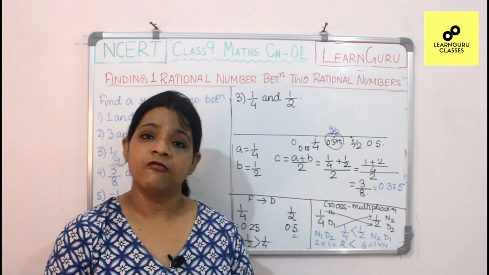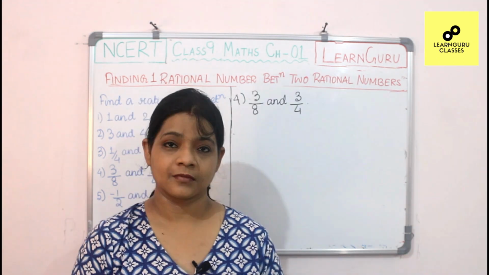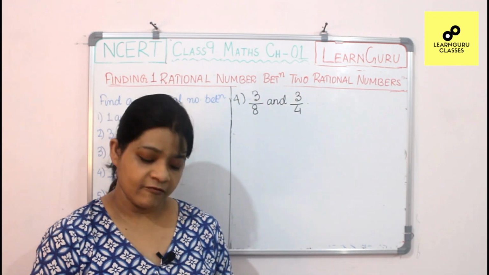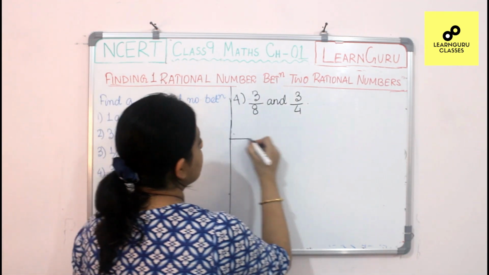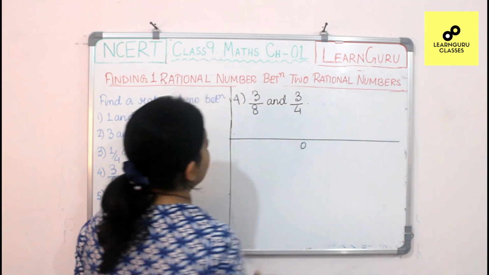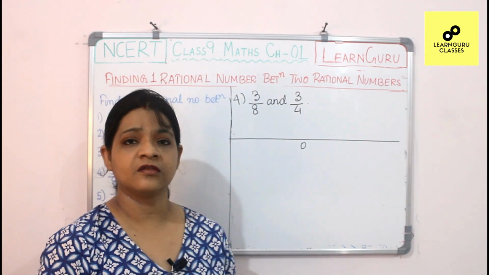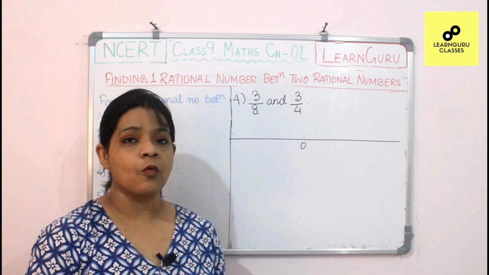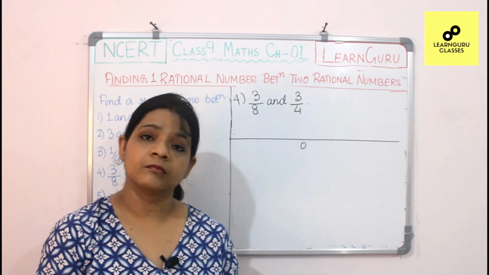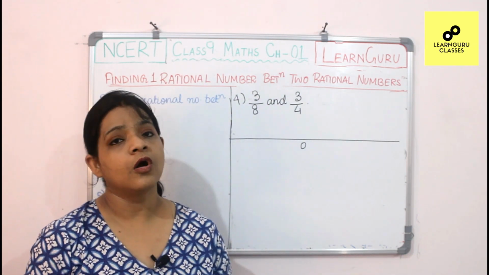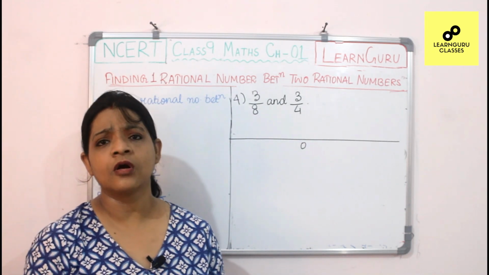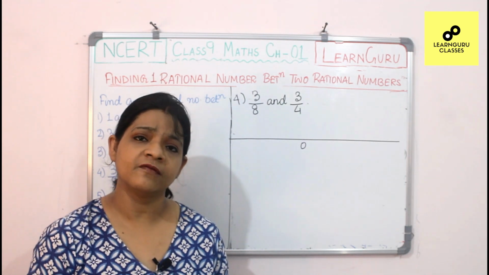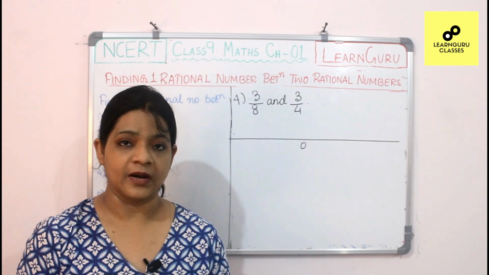Let's jump to the fourth statement. The next statement is 3 by 8 and 3 by 4. So our first duty is to draw the number line, 0. Now which fraction is greater than which fraction, that we have to identify first. So we can either go for fraction to equivalent decimal conversion, or you can go for cross multiplication. But according to me, converting into equivalent decimal expansion consumes a lot of time. So let us go for cross multiplication.